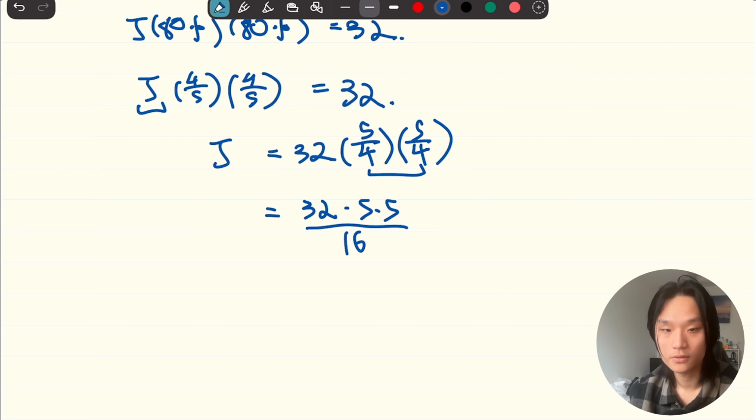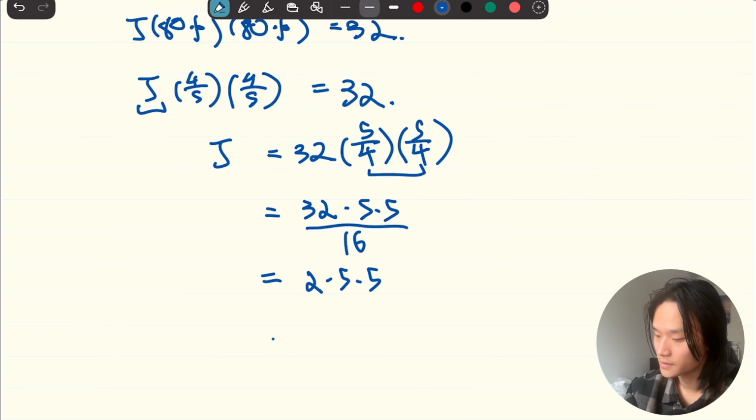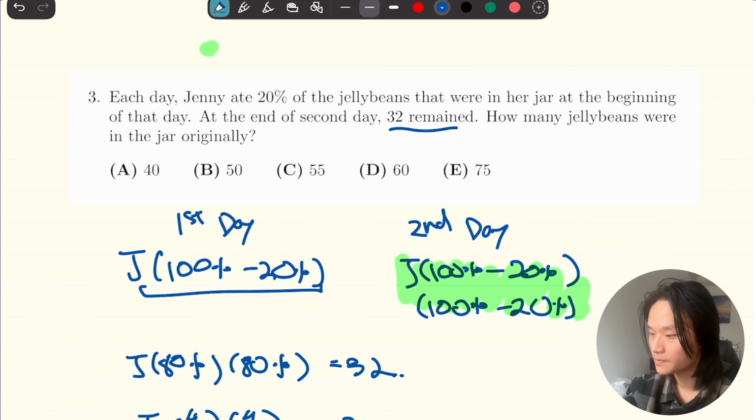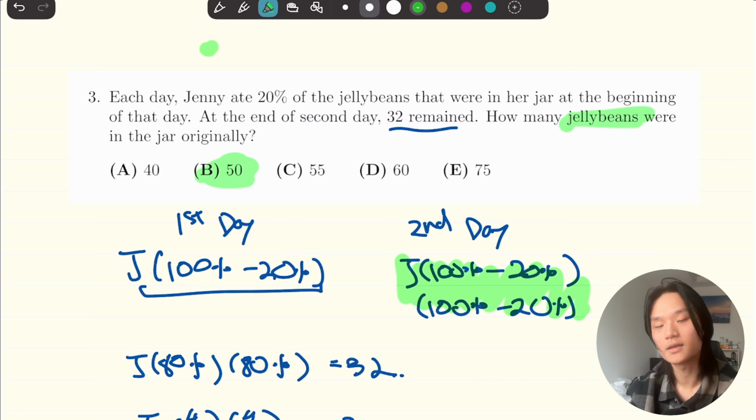Now 32 divided by 16, that's just 2. So we have 2 times 5 times 5. And then 5 squared is 25. So 2 times 25 is 50. So the original number of jelly beans in the jar is 50. And that's our answer. How amazing.